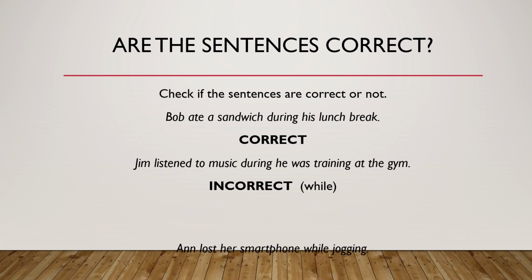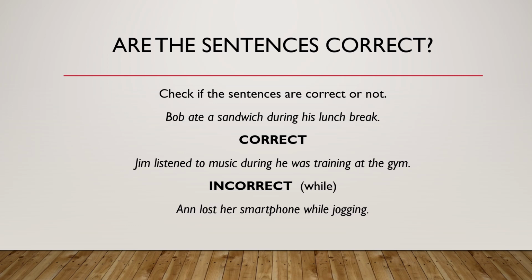Next, repeat after me. Anne lost her smartphone while jogging. Is this correct? Yes, it's correct. Jogging is ing. That means it has the same subject as the other sentence. So this means Anne was jogging. This is a sentence. Using while is correct.